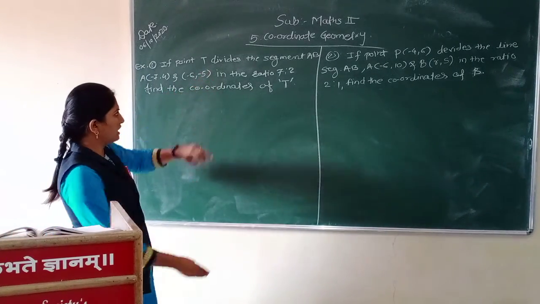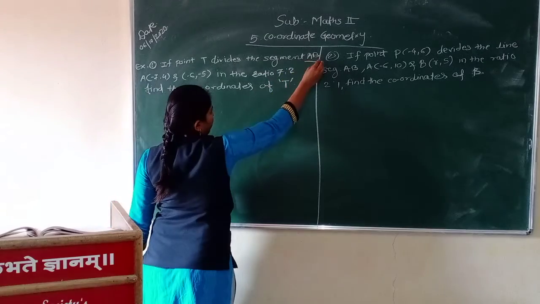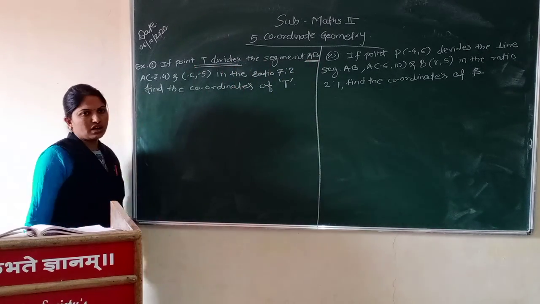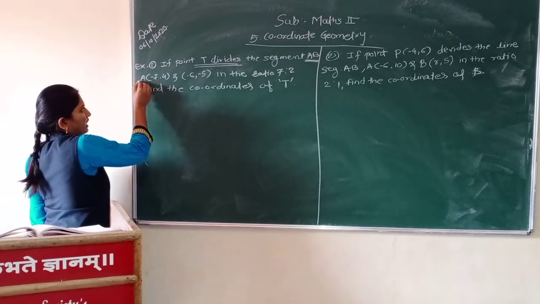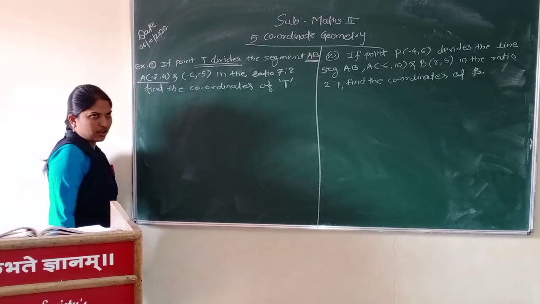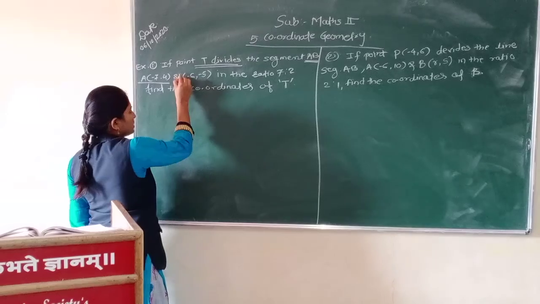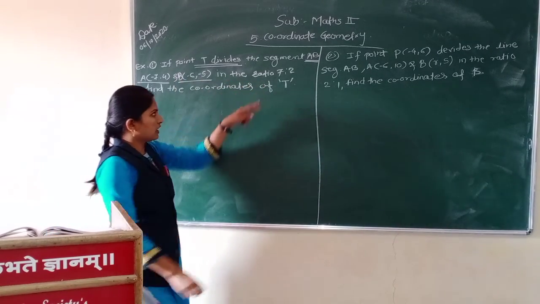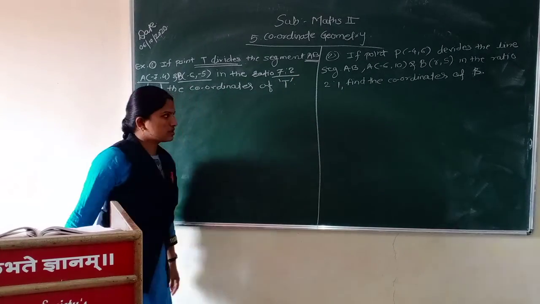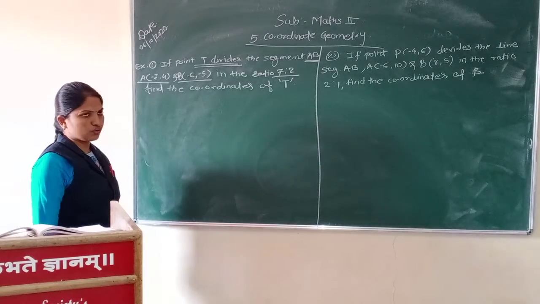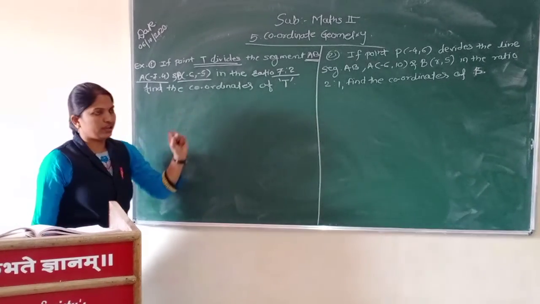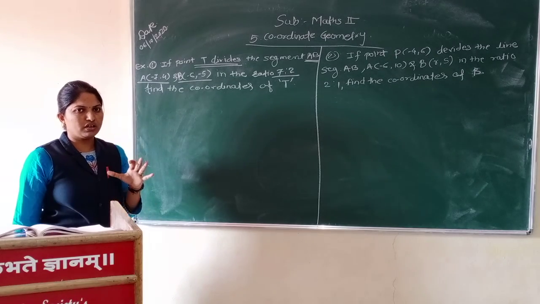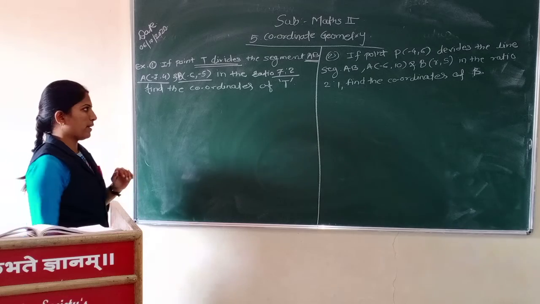If point T divides the segment AB, find the coordinates of T, where A is (-7, 4), B is (-6, -5), and the ratio is 7 is to 2. We have to use here our section formula.